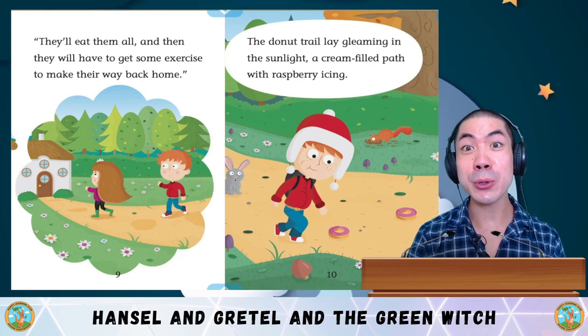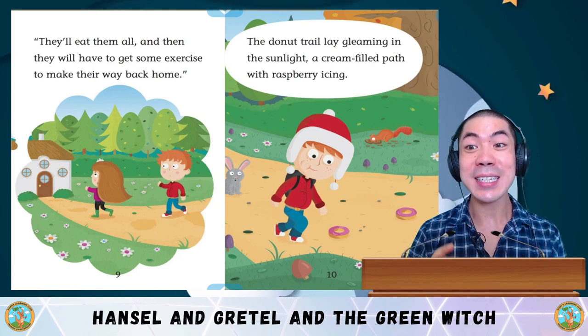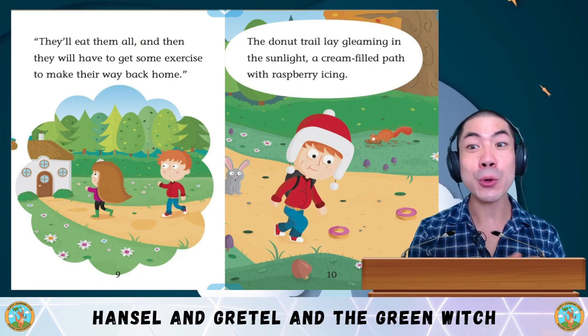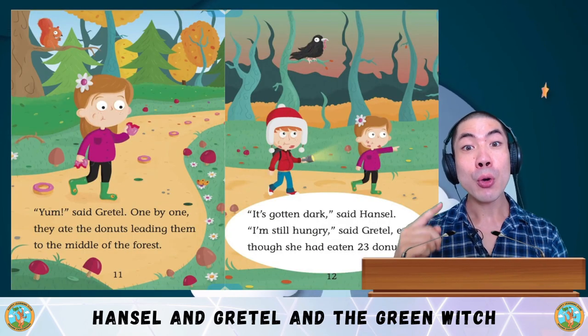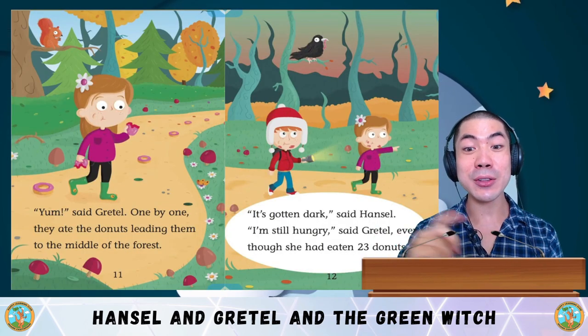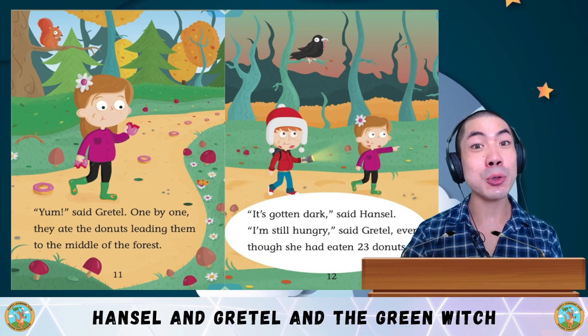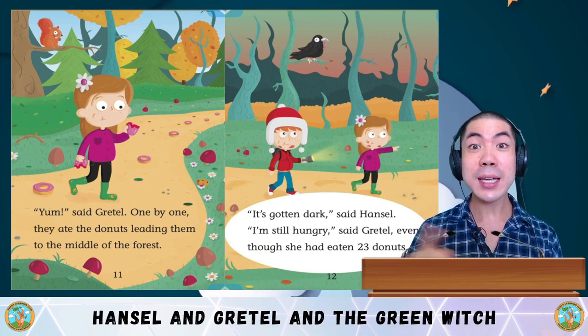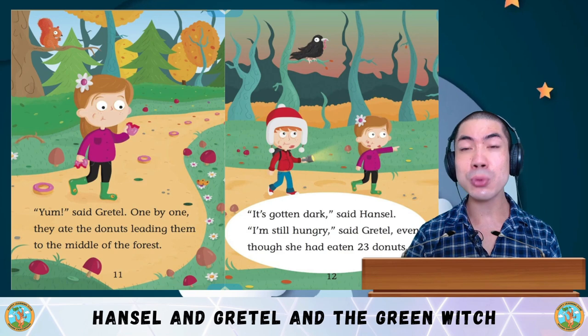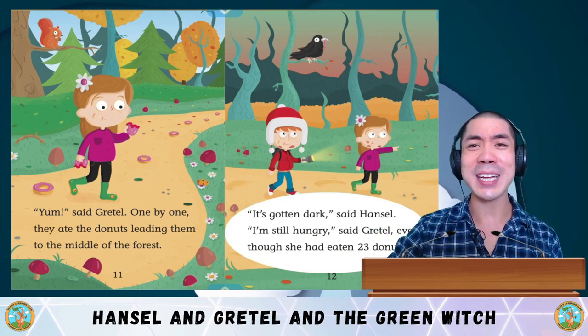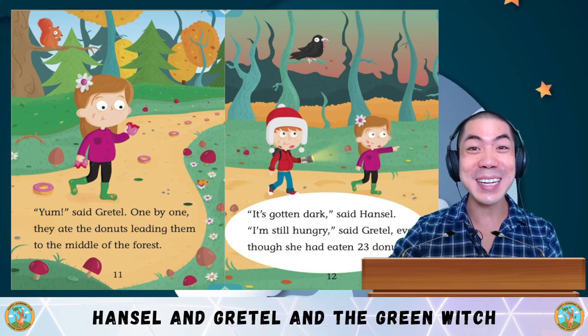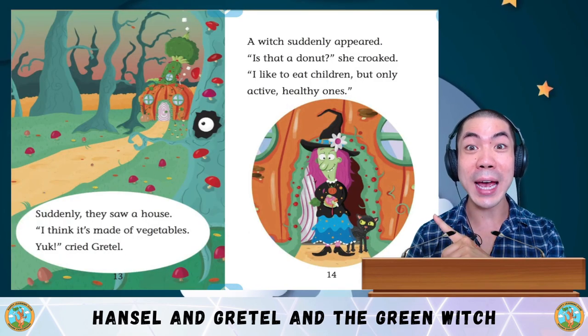The donut trail lay gleaming in the sunlight, a cream-filled path with raspberry icing. "Yum," said Gretel. One by one, they ate the donuts, leading them into the middle of the forest. "It's gotten dark," said Hansel. "I'm still hungry," said Gretel, even though she had eaten 23 donuts. Suddenly, they saw a house.